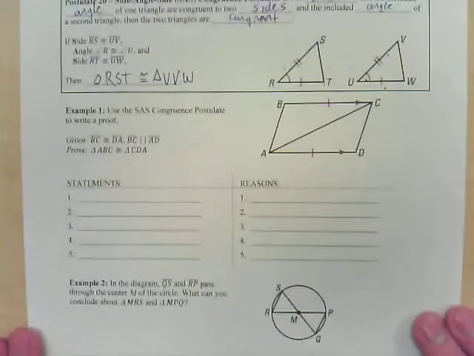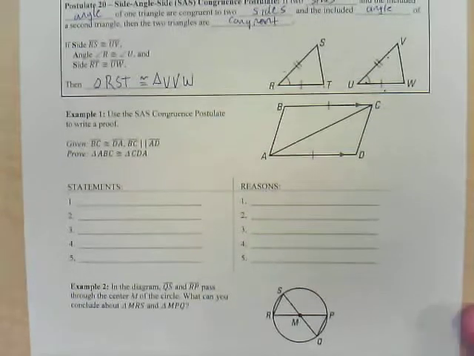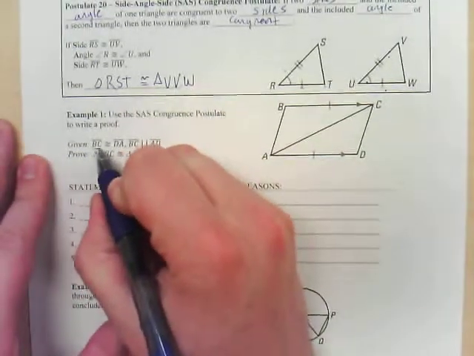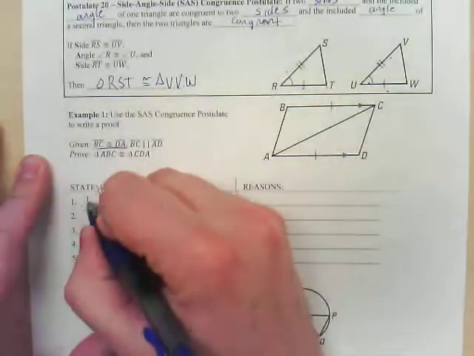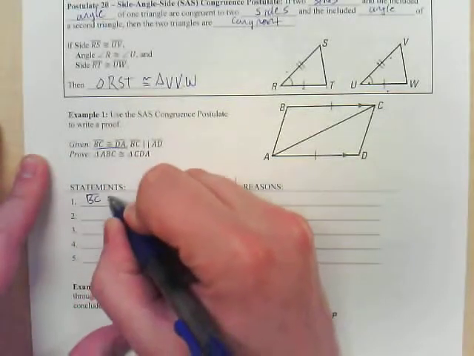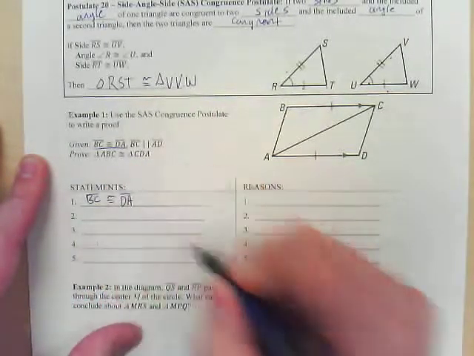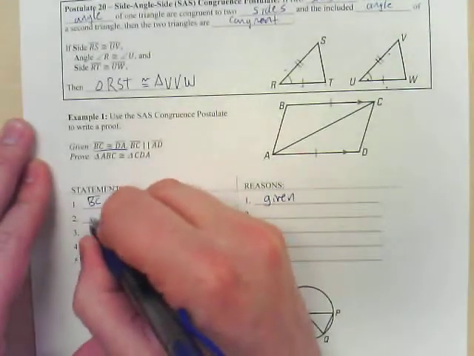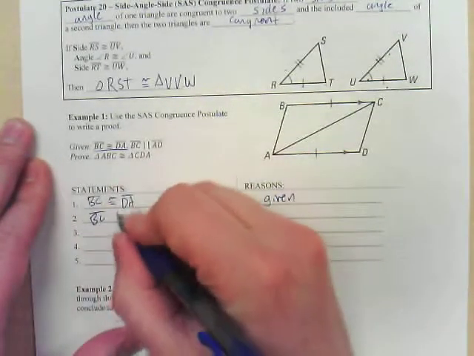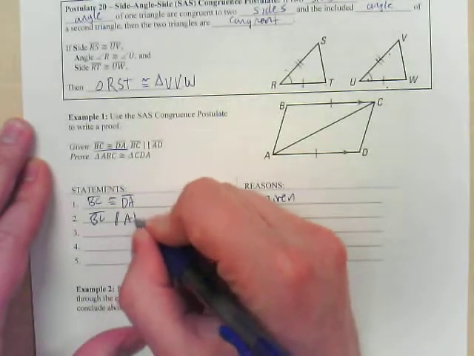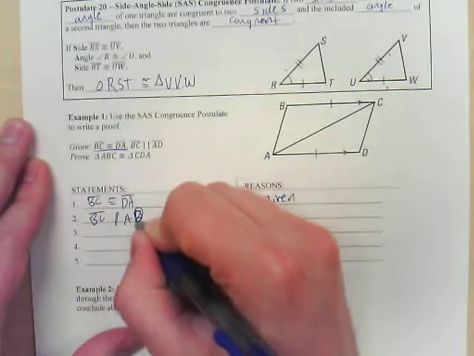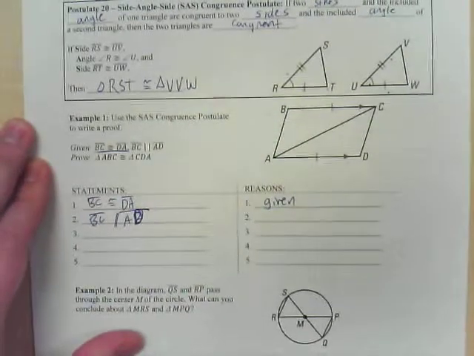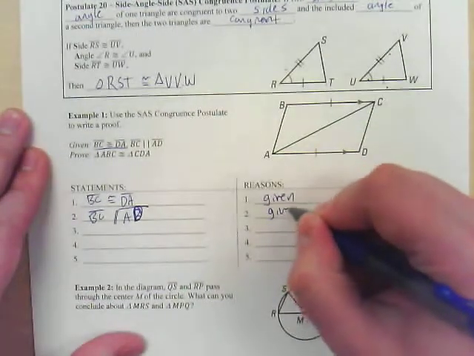All right, let's use this in a proof. So we were given two pieces to this given statement. We are given that segment BC is congruent to segment DA. That's one of our givens. And then we were also given that segment BC is parallel to segment AD. And that was given as well.